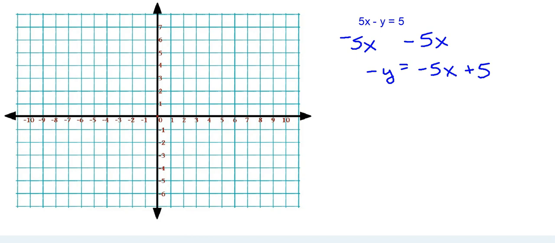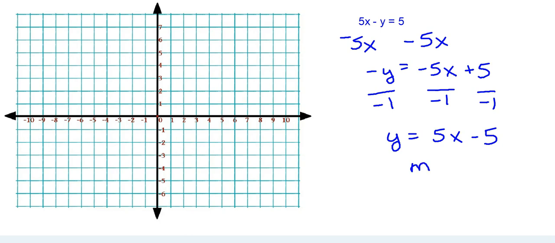I don't want negative y, I just want y. So I have to divide this negative 1 out of everything. So I'm left with y is equal to positive 5x minus 5. Now it's in slope-intercept form of a line. And my slope is 5 over 1. And my y-intercept is 0, negative 5. So now I have everything I need to graph it. So my 0, negative 5 would be here.